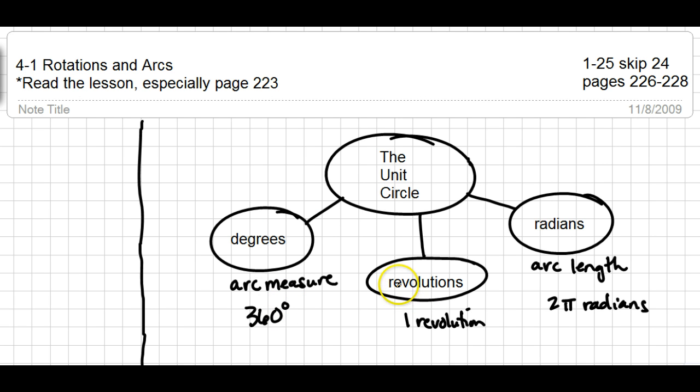Students who are either skateboarders or snowboarders are probably familiar with revolutions. Going around the circle one time would be considered one revolution. And then there's also a third element to going around a circle and describing it in length, and that would be called radians. In the past, students have referenced the length around the edge of a circle as circumference. Circumference and radians are very closely tied together, and we'll talk a little bit more about that in just a moment.